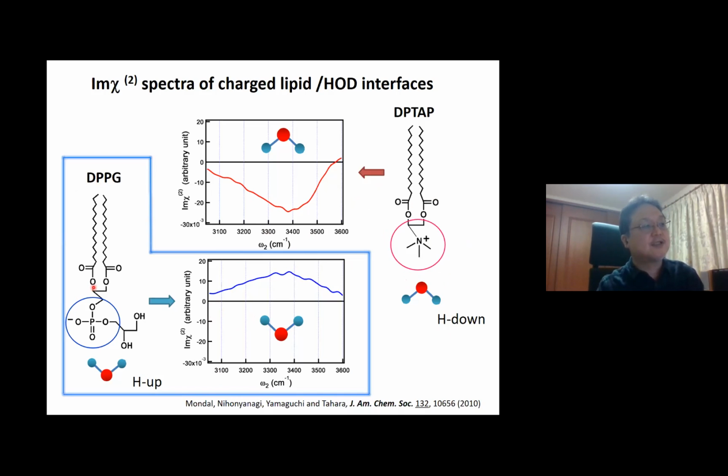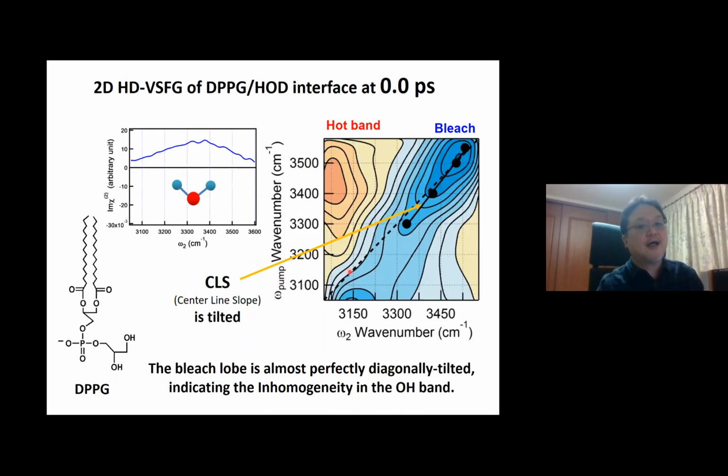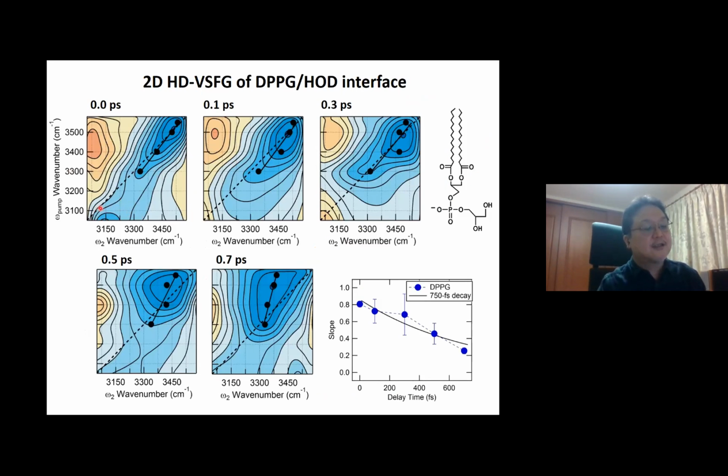Then first I show the data of DPPG, and this is the time origin spectrum. We have the bleach signal and the hot bands. And you can see the bleach lobe immediately after photo excitation is perfectly diagonally tilted, indicating inhomogeneity in the OH bands. And then the diagonal elongation becomes longer, reflecting the spectral diffusion.